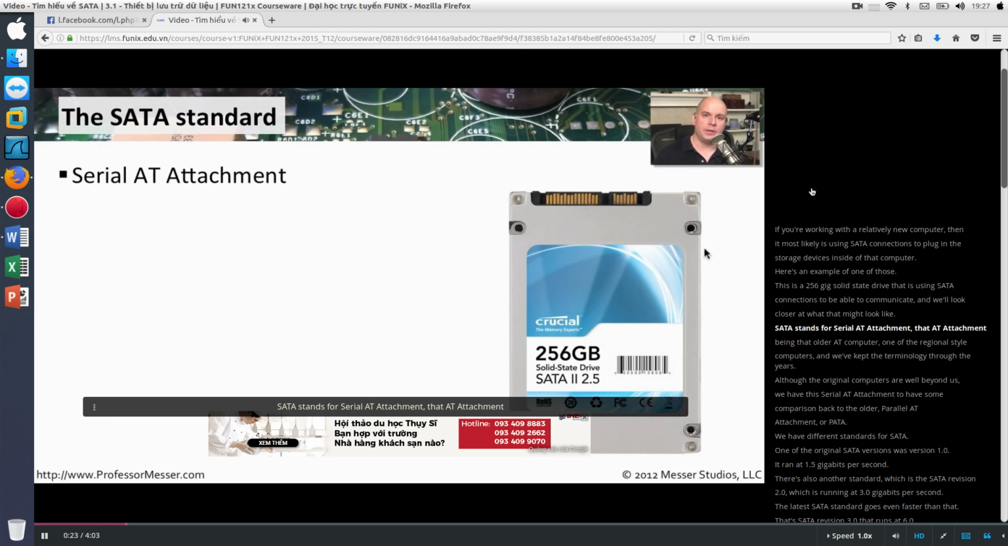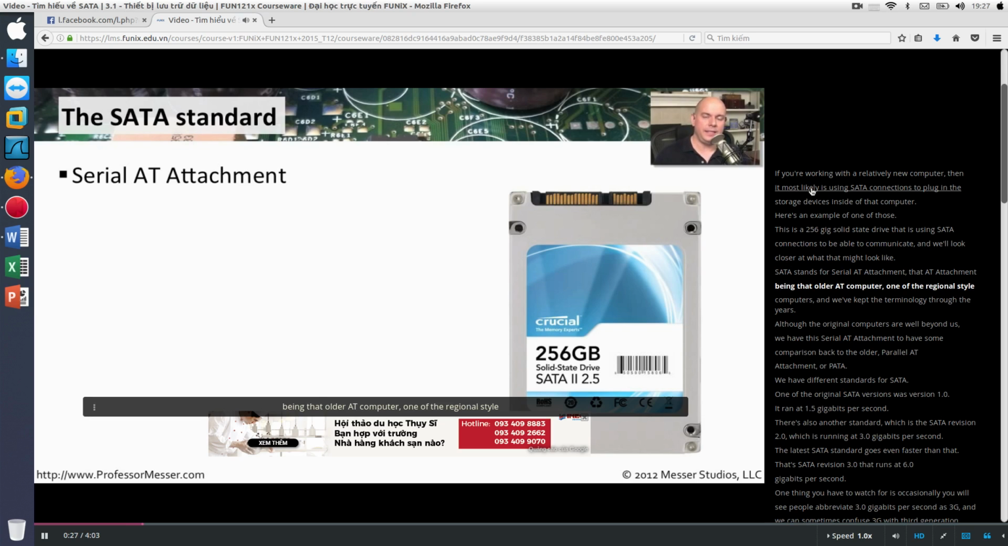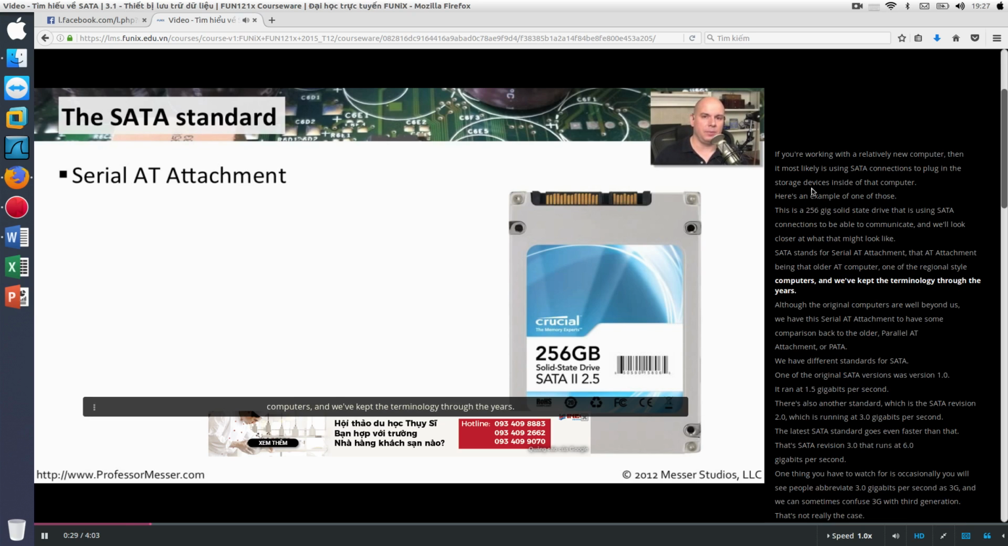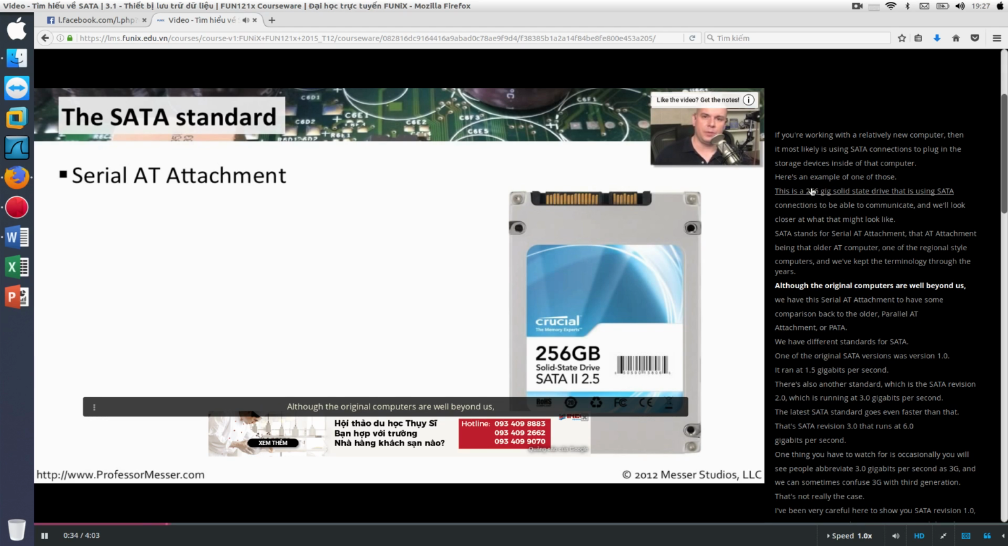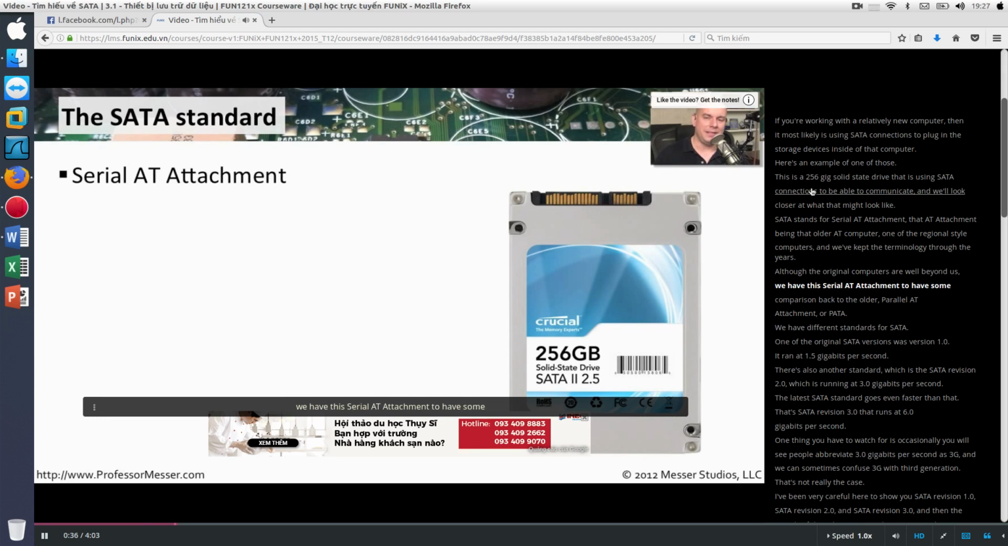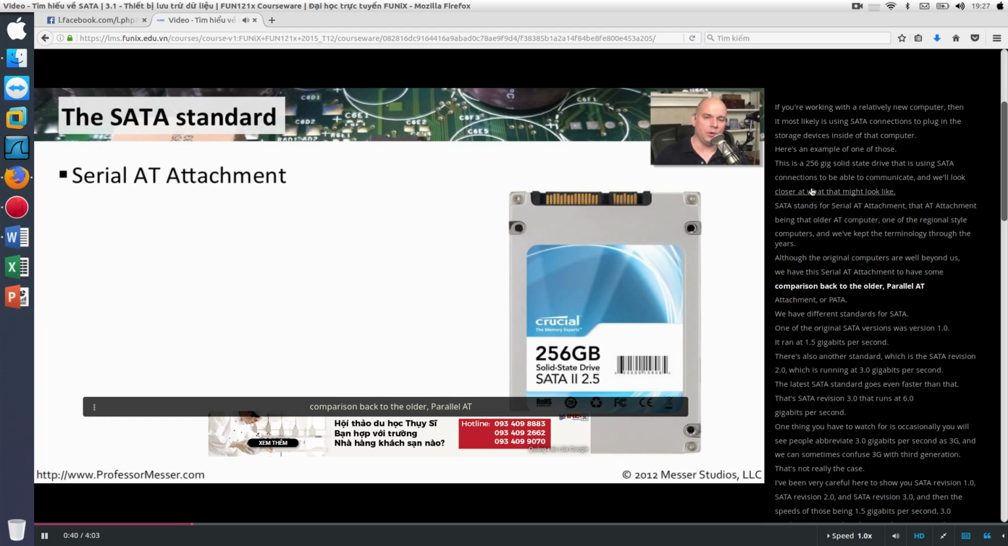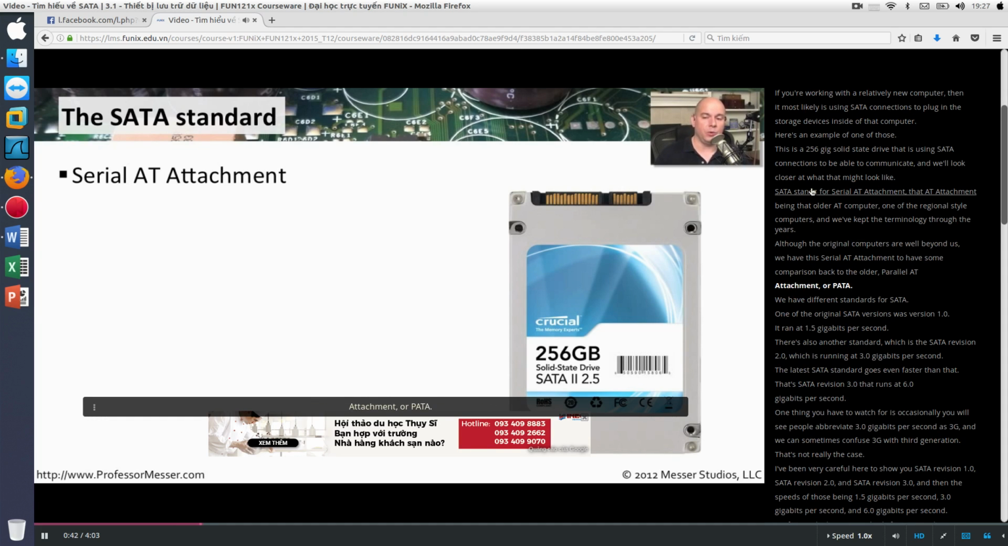SATA stands for Serial AT Attachment, that AT attachment being that older AT computer, one of the original style computers, and we've kept the terminology through the years. Although the original computers are well beyond us, we have this serial AT attachment to have some comparison back to the older parallel AT attachment, or PATA.